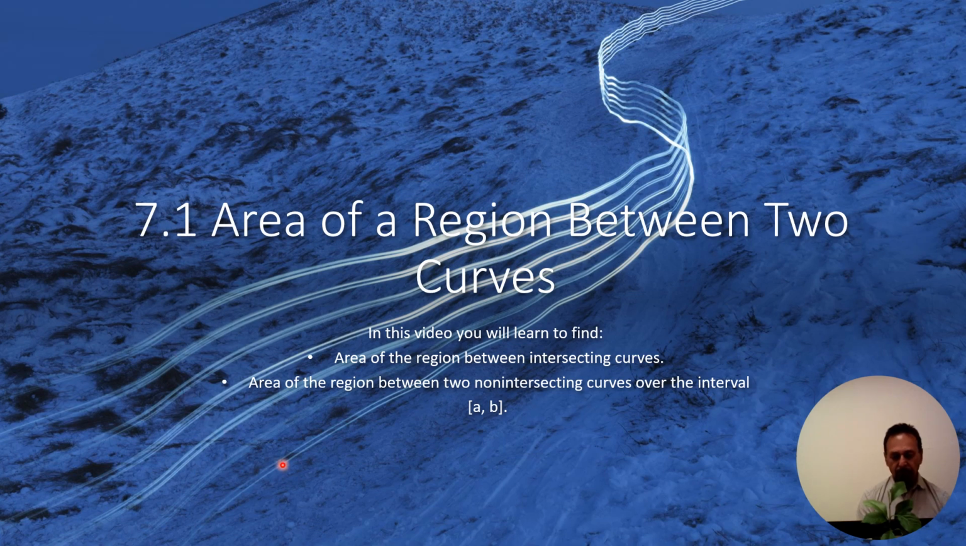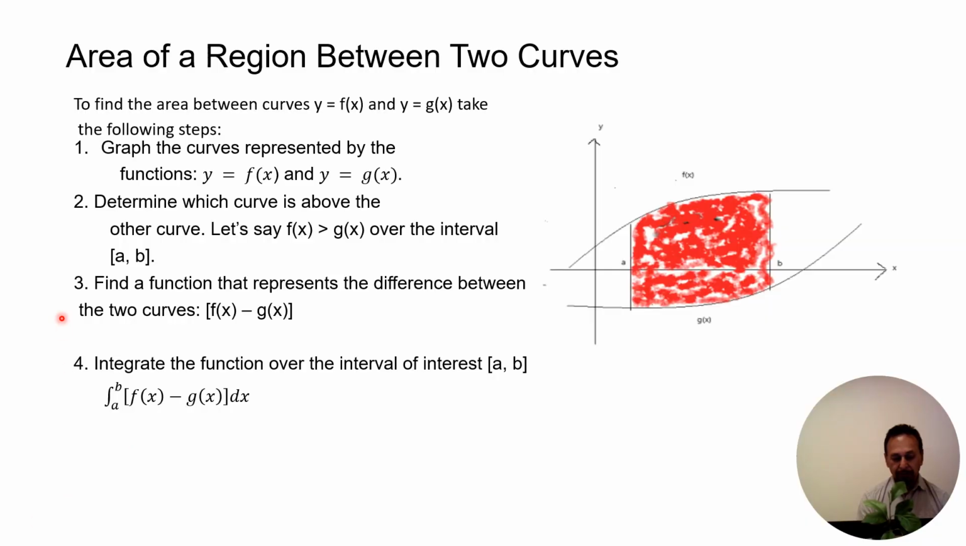In this video, you will learn to find the area of the region between intersecting curves and the area of the region between two non-intersecting curves over the interval a to b. Let's say we want to find the area of the region between two curves, and the curves are y equal to f of x and y equal to g of x. So you take the following steps.